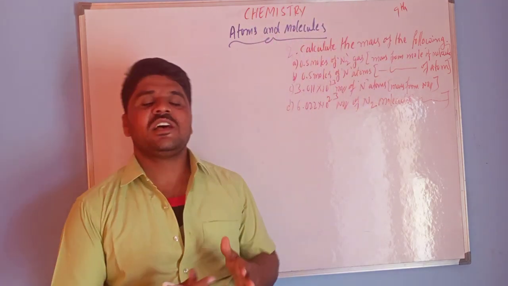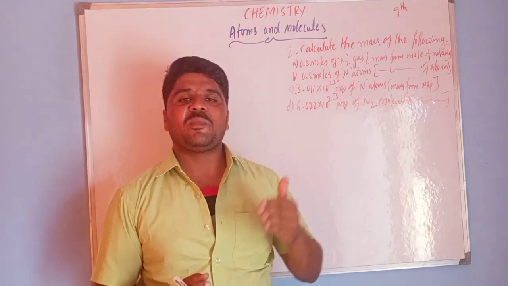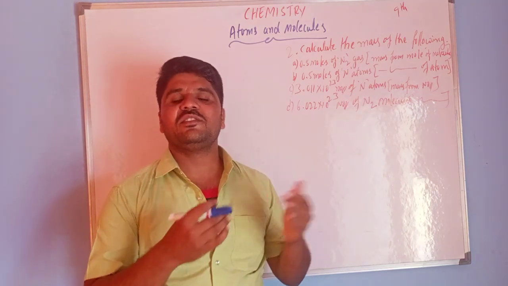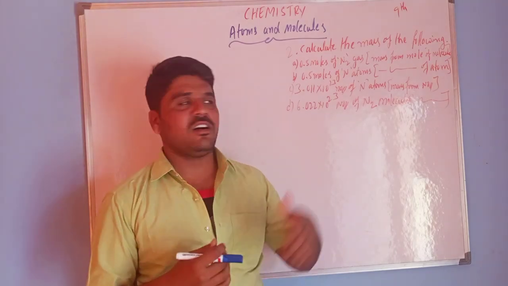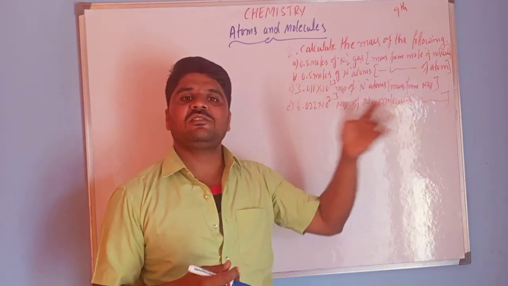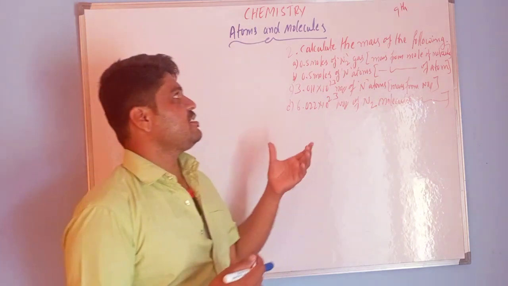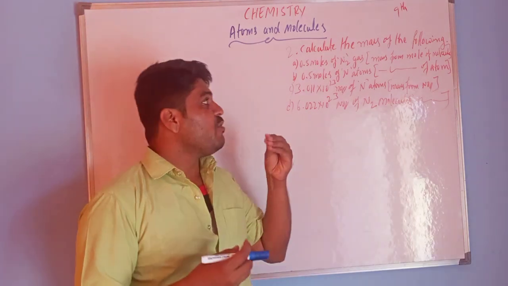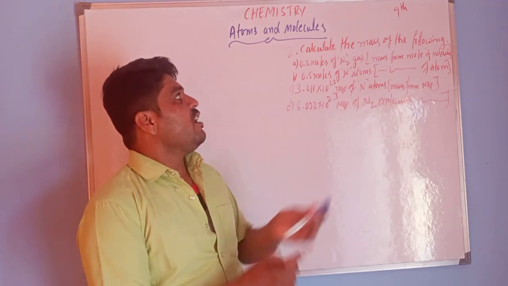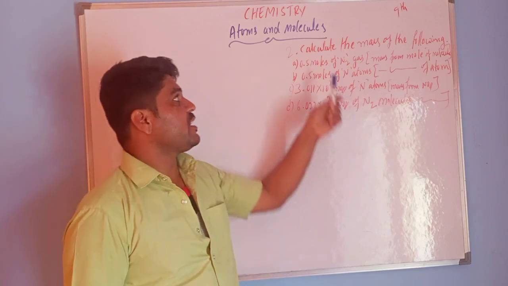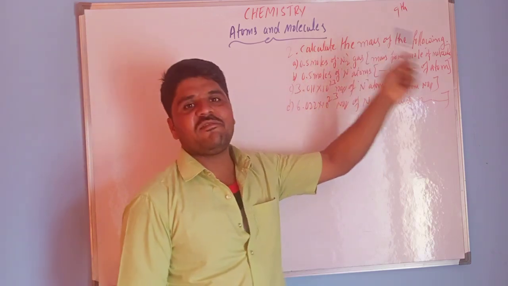In the last class, we discussed problems on moles. In that, we had to find the moles from the mass and the moles from the number of atoms. In this class, I am going to solve one more problem: calculate the mass of the following.